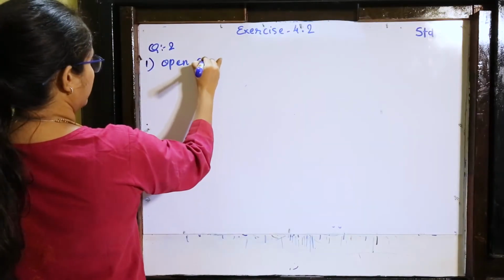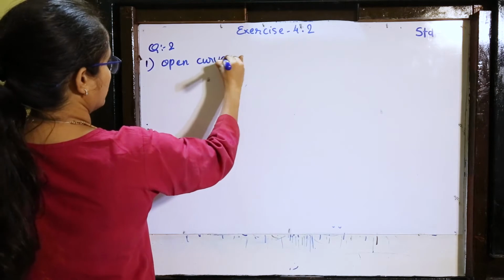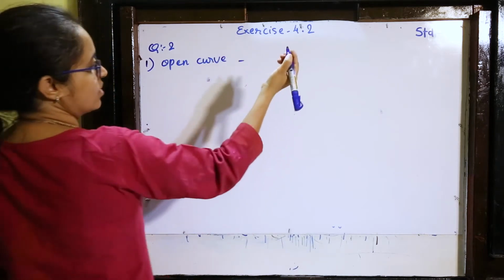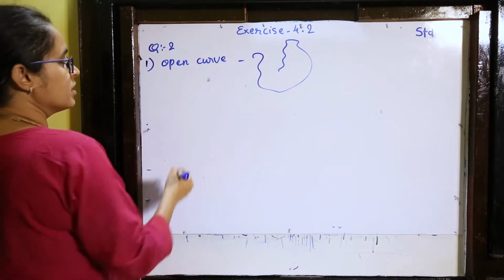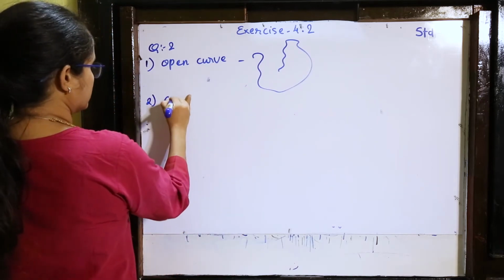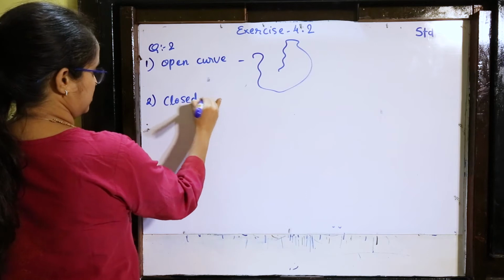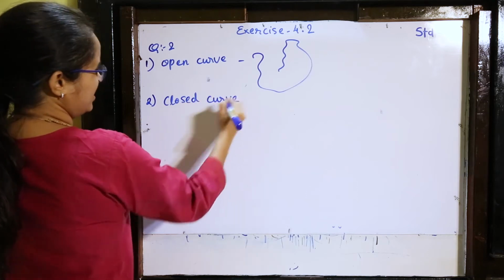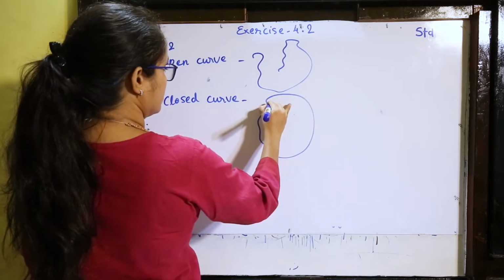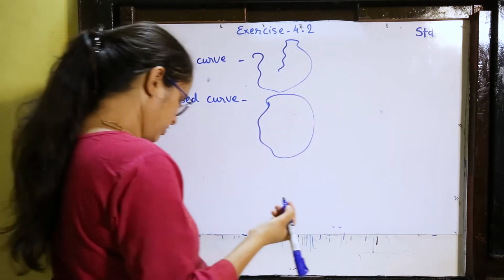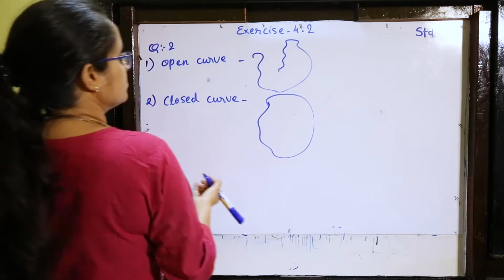So you can draw anything, like I draw here an open curve, meaning the ends are not joined. So draw anything. So that's an open curve, and second is closed curve. You can draw anything in a closed curve. This is also a closed curve. So open and closed, done.